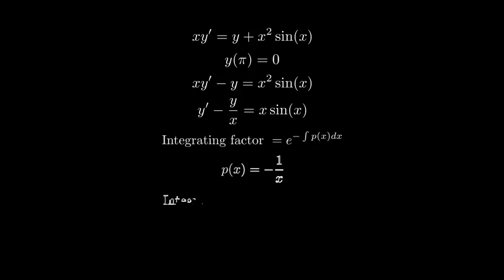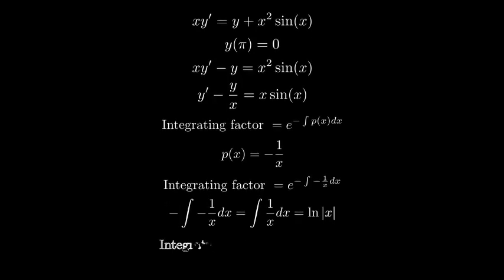The integrating factor is e to the negative integral of p of x dx, where p of x is the coefficient of y, which in this case is negative 1 over x. Let's solve for the integrating factor. Negative integral of negative 1 over x dx equals integral of 1 over x dx, which equals natural log of absolute value of x. Therefore, our integrating factor is e to the ln of absolute x, which simplifies to just absolute value of x. Now multiply both sides of the equation by the integrating factor.